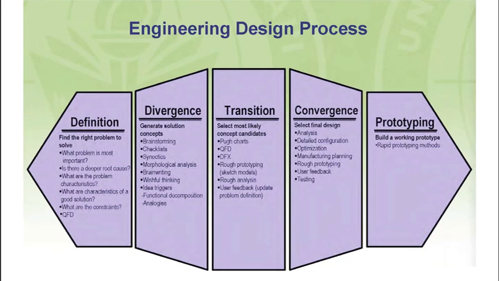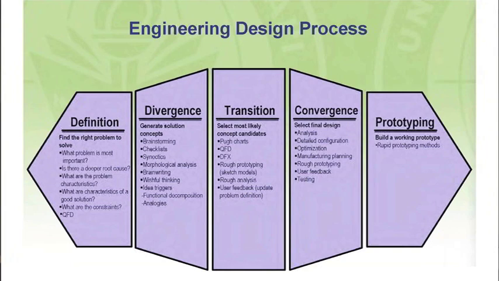Okay, so this is a very vague figure of the engineering design process. Just basically the thought process. First, the definition. You have to define the problem. Right? So there are different tools to do that. One of them is called quality function deployment. That's what I'll talk about a little later on.